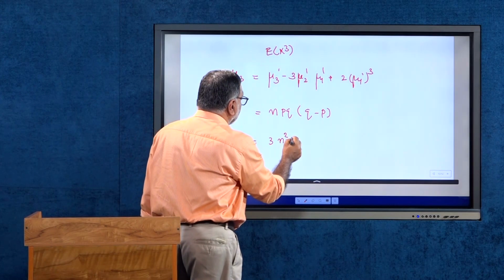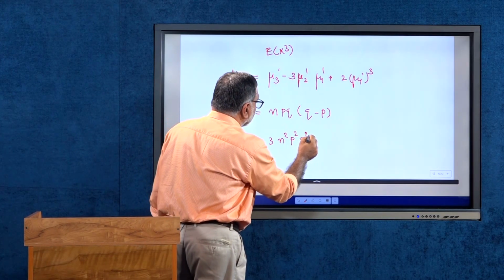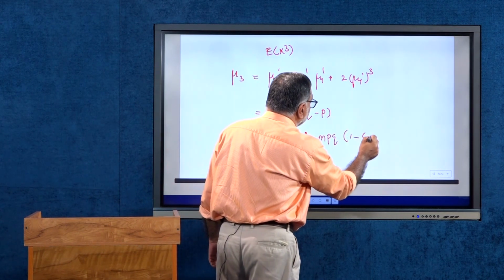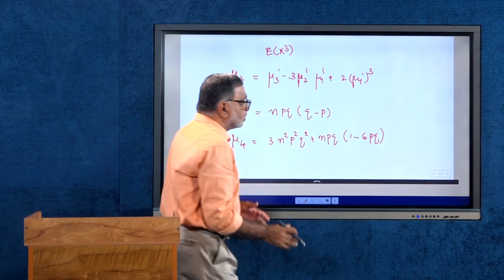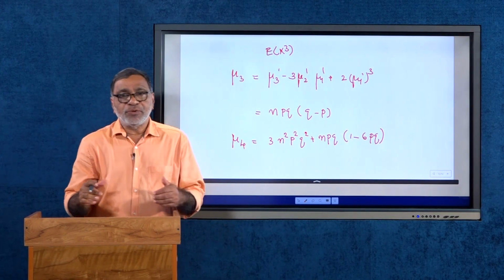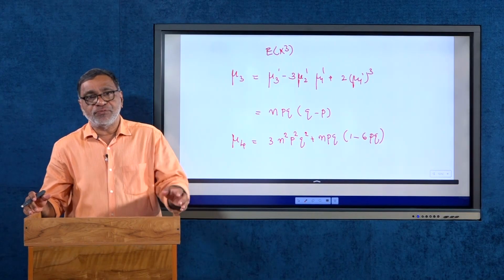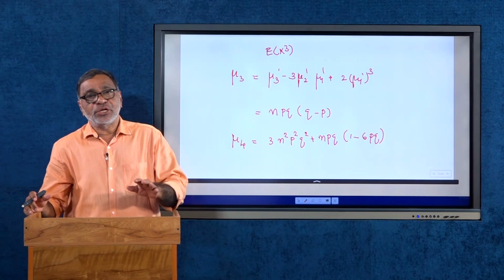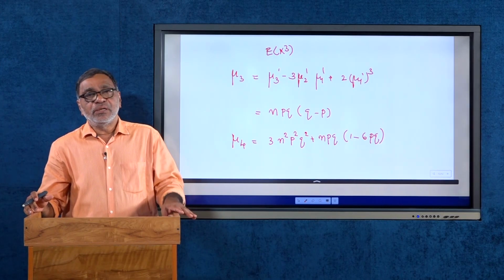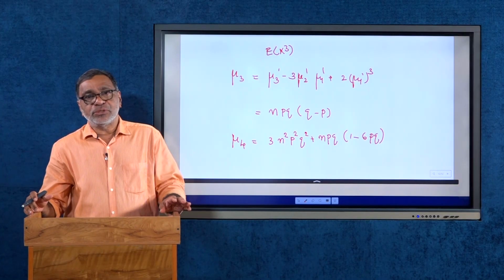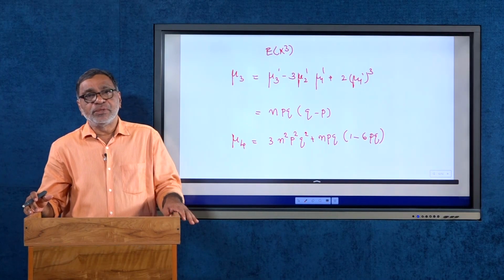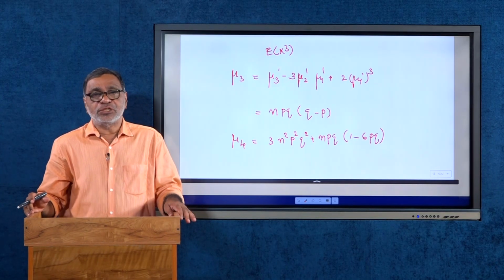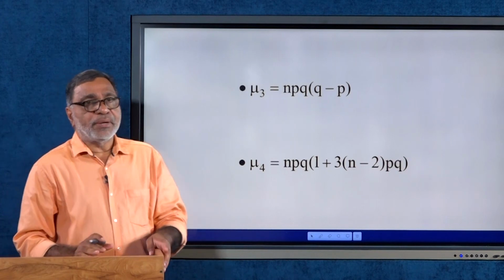Similarly, you can calculate the mu 4 value, and that mu 4 value is obtained by 3 n square p square q square plus npq into 1 minus 6 pq. This is also obtained by substituting expectation of x square, expectation of x cubed, expectation of x power 4 in the formula between central moments and arbitrary moments. Our simplified expression becomes mu 4 is equal to 3 n square p square q square plus npq into 1 minus 6 pq.